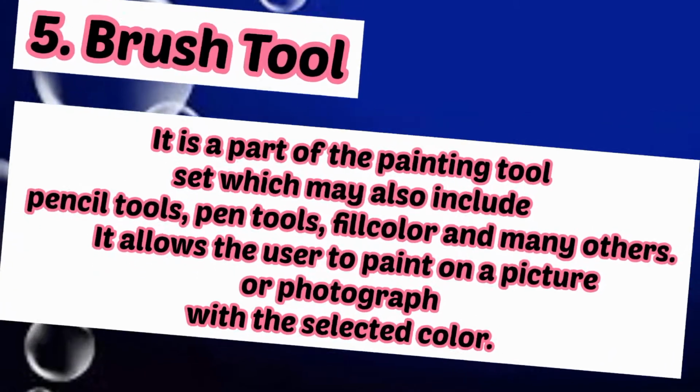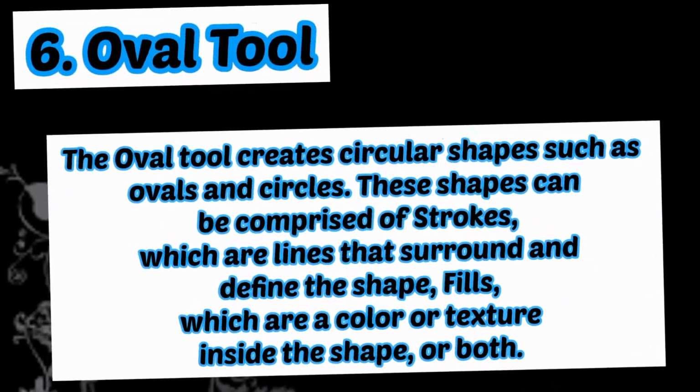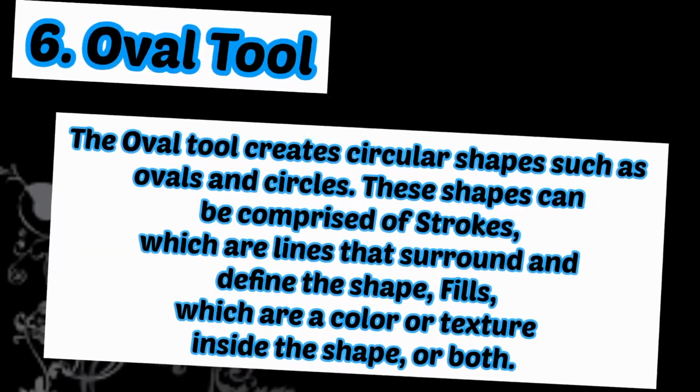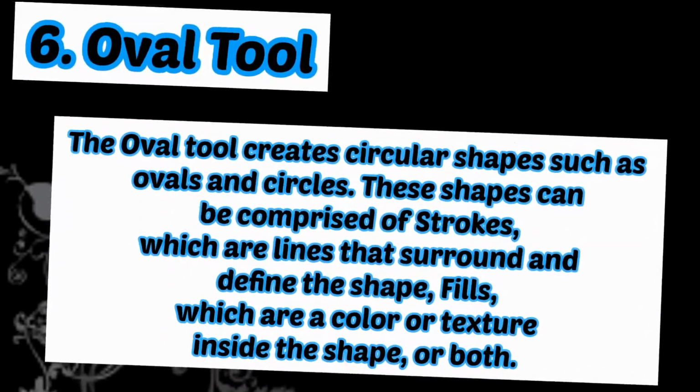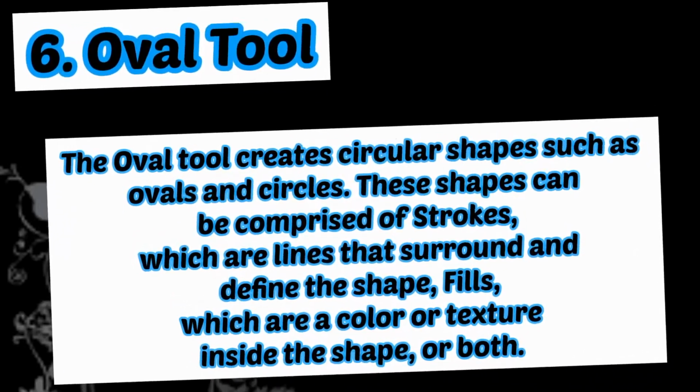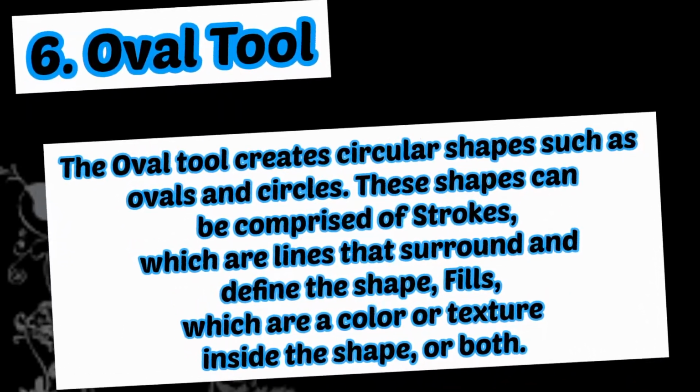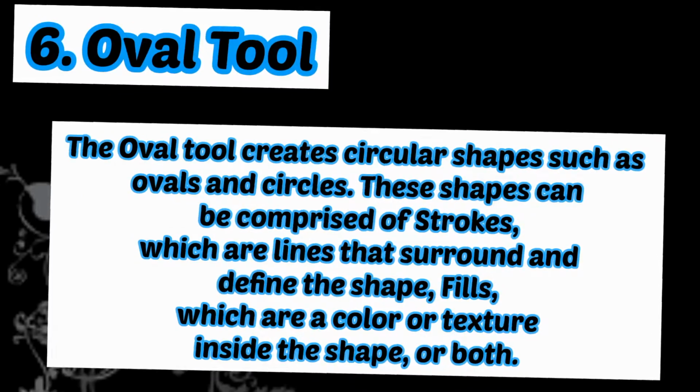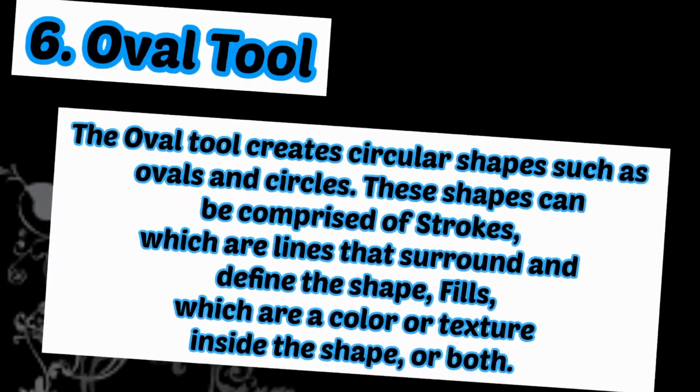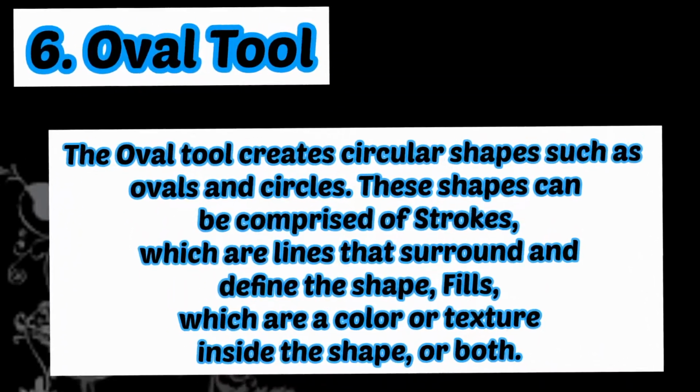And the next one is the oval tool, basically used to create circular shapes such as ovals and circles. This shape can be comprised of strokes, which are lines that surround and define the shape, fills, which are a color or texture inside the shape, or the both.